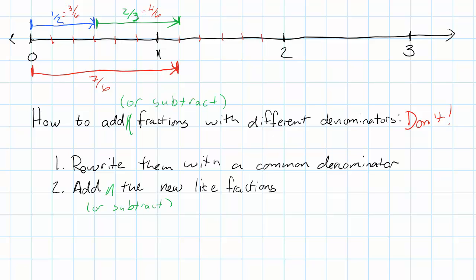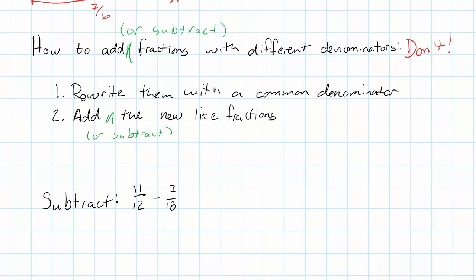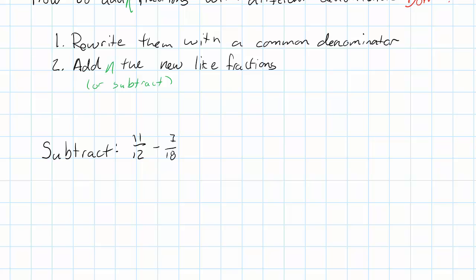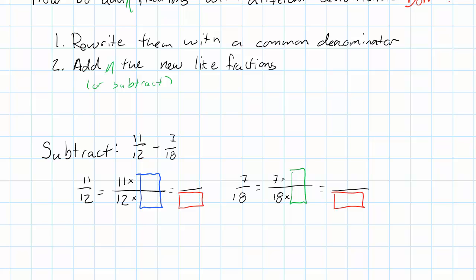And of course, since subtraction is really addition in a funny hat, anything we say about addition also applies to subtraction. Let's see one more example without the picture this time. Let's subtract 11/12 minus 7/18. So our first move is to rewrite them with the same denominator. By the way, do you see the way I've set this up for rewriting with a common denominator? I really recommend that you set up your rewriting in this way. It's just so much easier to keep track of what you're doing at every step.